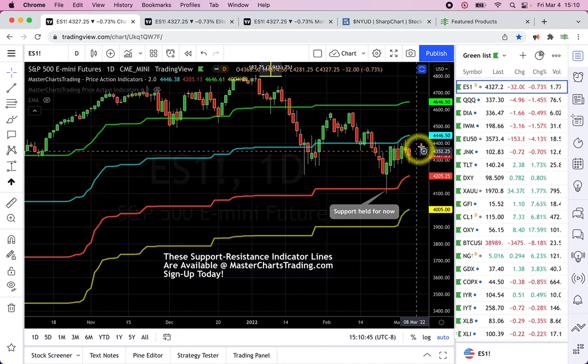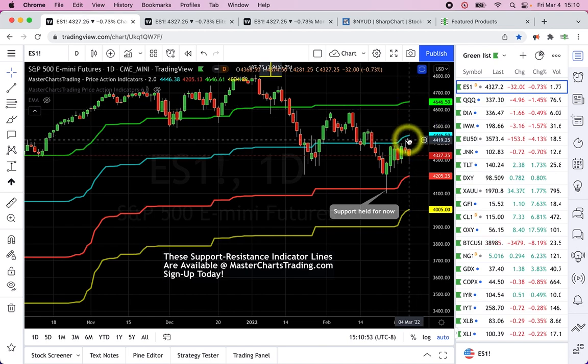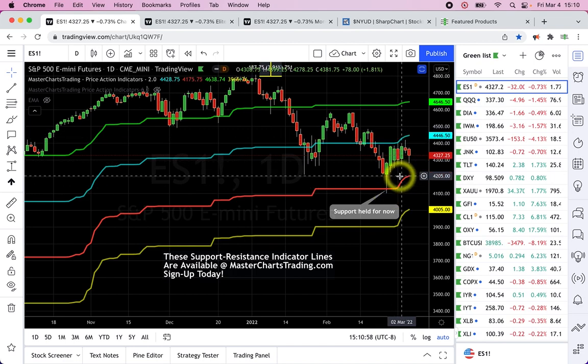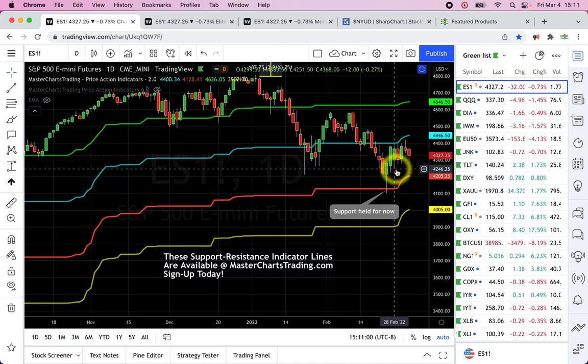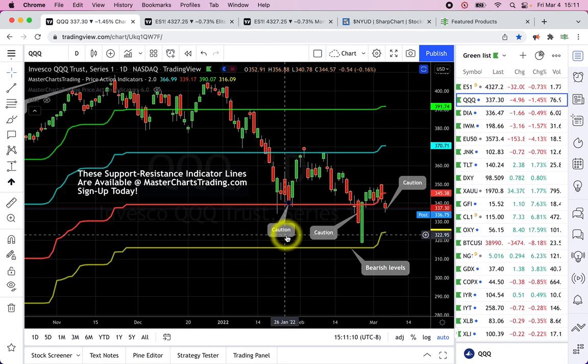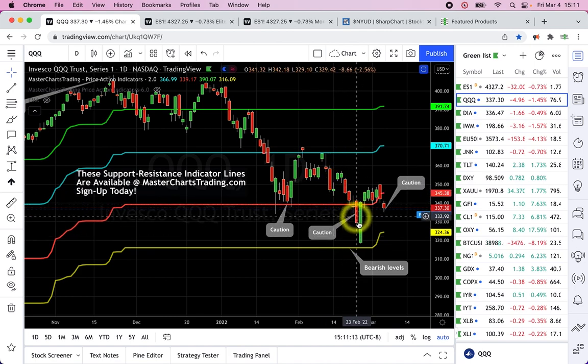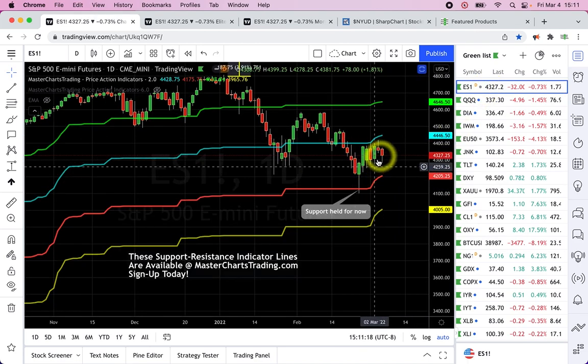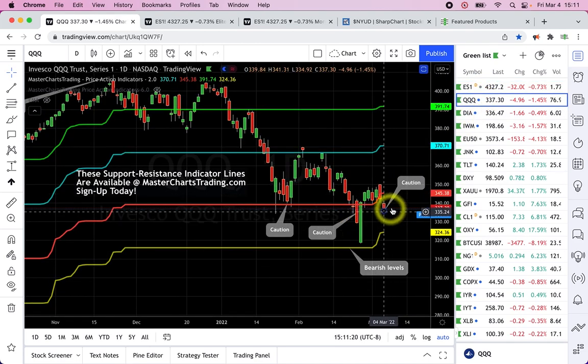An alternative scenario is also possible. If we close above 44.46, I'm looking at it right now, the blue line, then we could make a new record. It's not out of the question. It's just that S&P is more resilient than other indices. Let me show you, for example, NASDAQ. Here's NASDAQ QQQ. You can see it's already significantly lower, below the red line, whereas S&P is still above it. NASDAQ is already below the support.